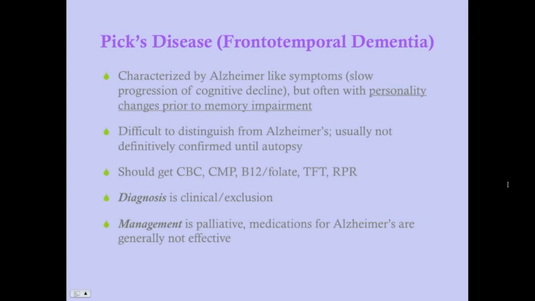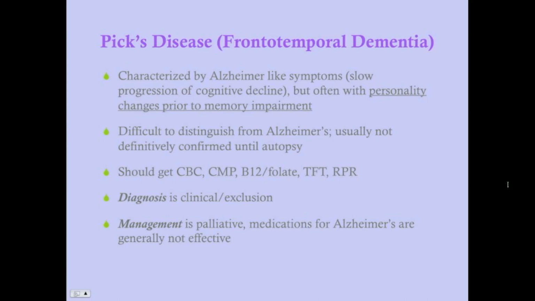Okay, so Pick's disease. Pick's disease is a frontotemporal dementia. So it's very difficult to distinguish Pick's disease from Alzheimer's in a clinical setting. But on the USMLE, when they want you to diagnose Pick's disease, what they're going to tell you is that the patient had personality changes prior to the onset of the Alzheimer's-like symptoms, prior to the onset of memory changes. So personality changes is very key for diagnosing Pick's disease.